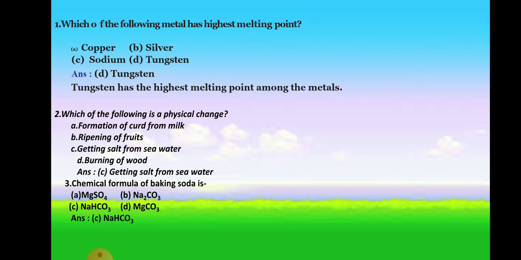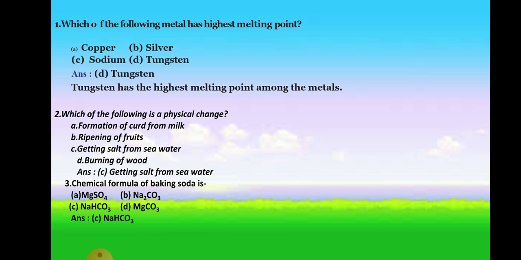Next, which of the following metals has a high melting point? Immediately you can write it is tungsten. That's why it is used in filaments. So comparing copper, silver, sodium, and tungsten, tungsten only has a high melting point.